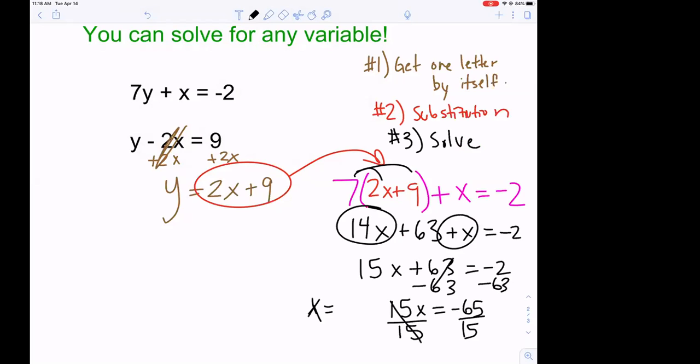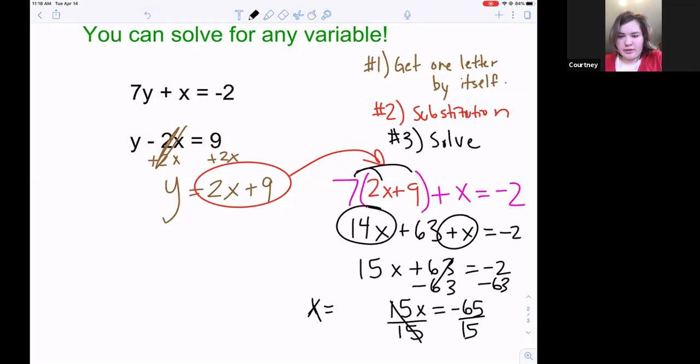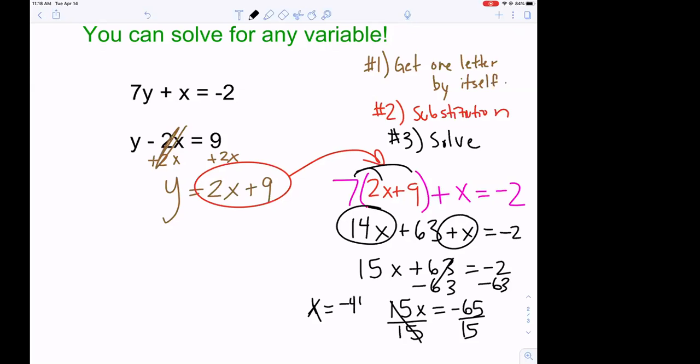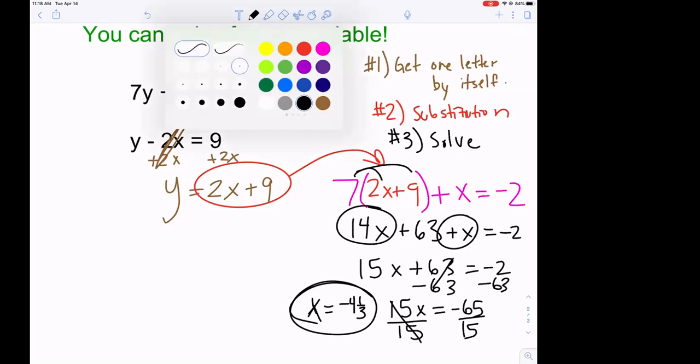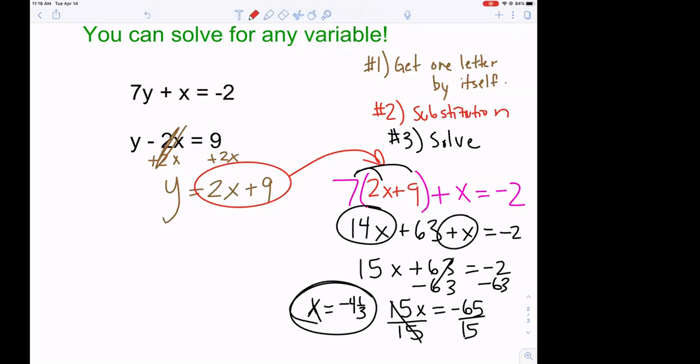X equals, I feel like that is a whole number. About 4.33. So negative 4 1/3 maybe. And if you guys had 4.3, that's totally okay. The one thing you got to be careful of is sometimes when you round the first answer, it can give you a rounding error. So just be careful with that. Maybe use a couple decimals.